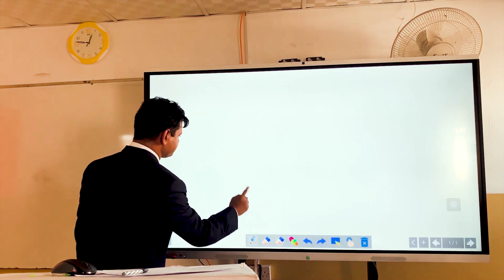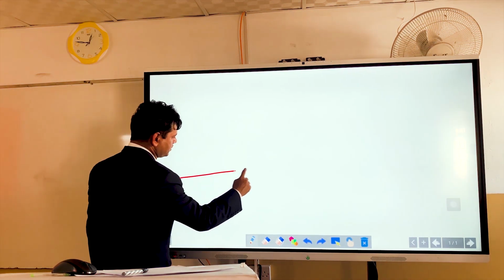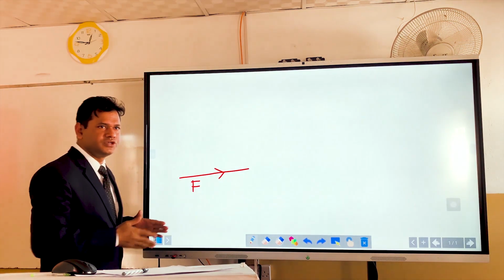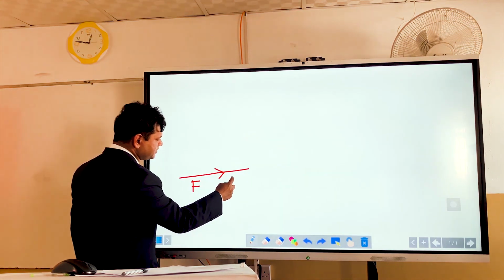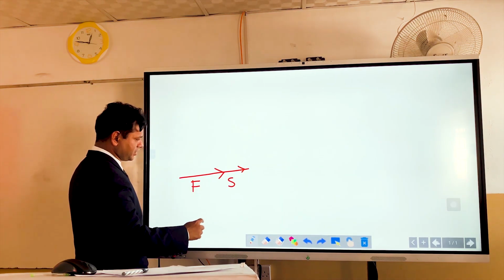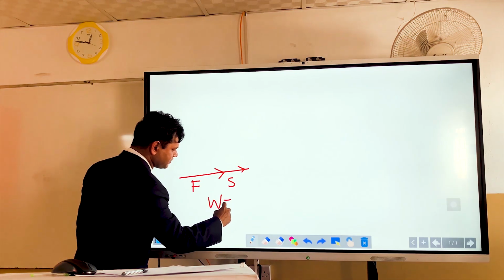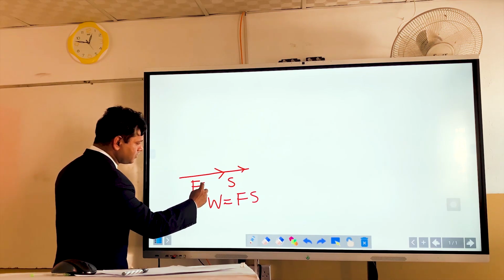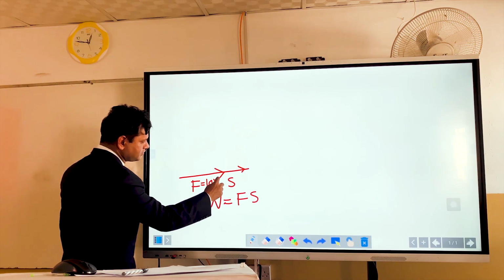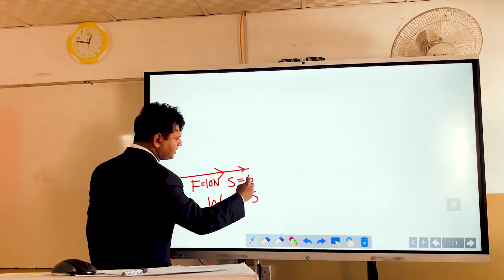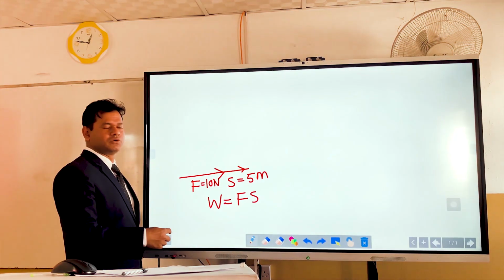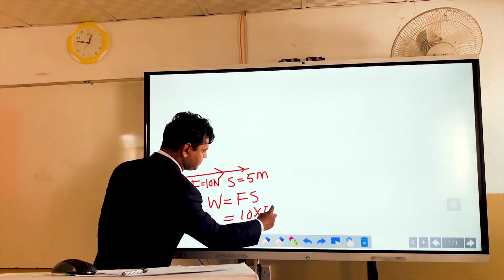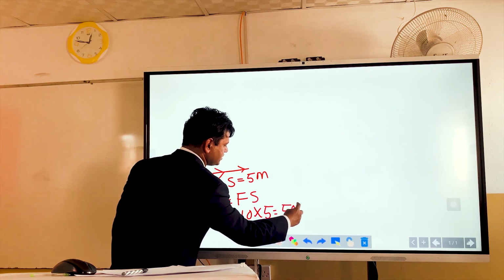So look from here. First condition: we are applying a force on an object, and the object is also moving in the same direction as the force. That means displacement is also in the same direction. For this condition, the work done formula is W equal to Fs. Now, if the amount of force is, suppose, 10 Newton, and displacement is equal to 5 meter, then what will be the work done? Just put the values here: 10 Newton multiplied by 5, that is equal to 50 joule.